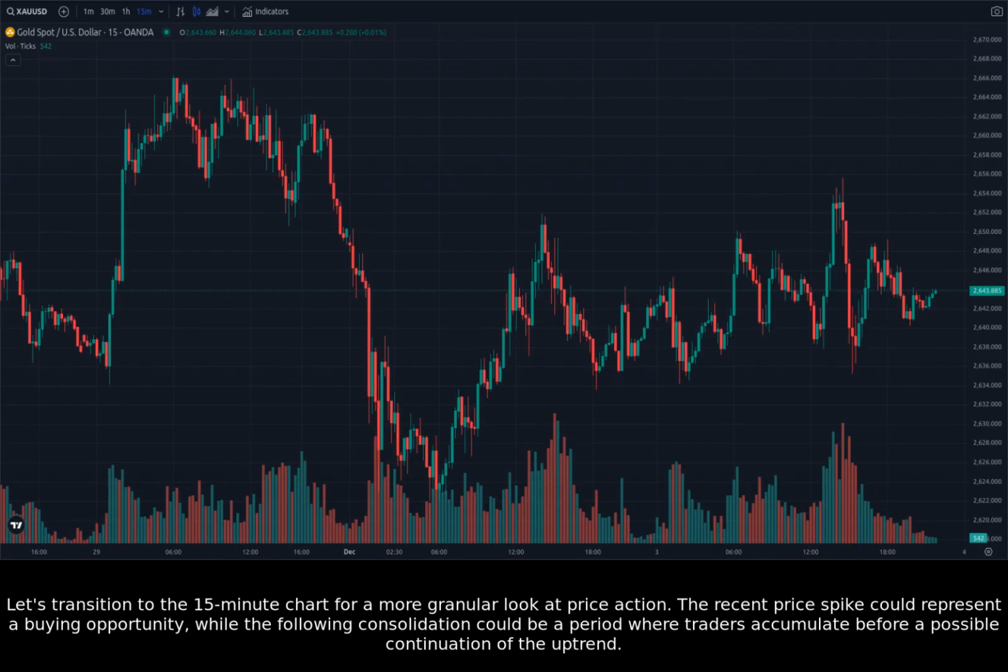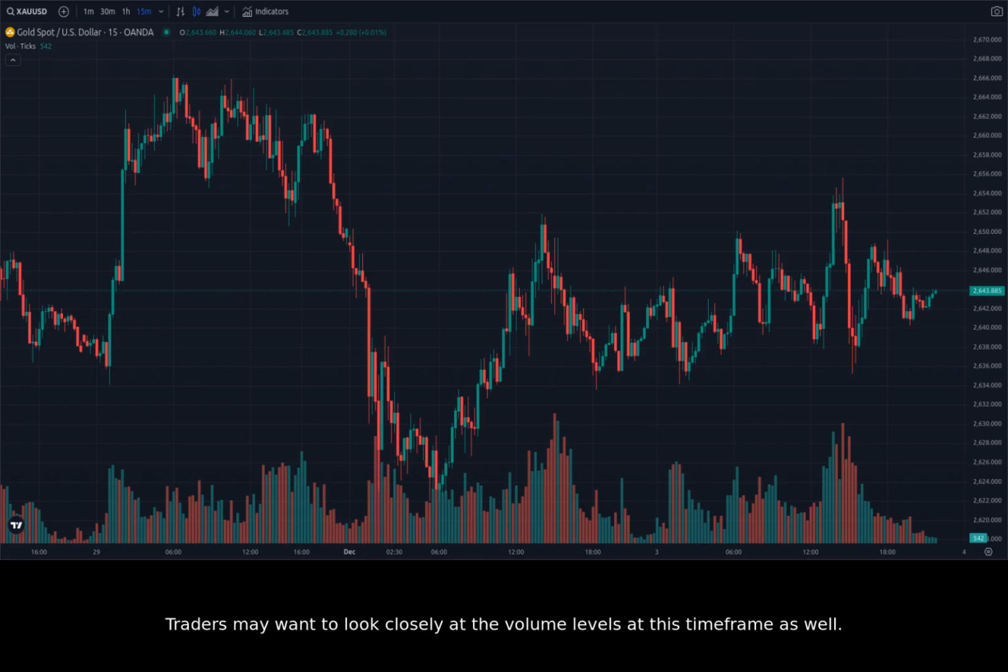Let's transition to the 15-minute chart for a more granular look at price action. The recent price spike could represent a buying opportunity, while the following consolidation could be a period where traders accumulate before a possible continuation of the uptrend. Traders may want to look closely at the volume levels at this time frame as well. The 15-minute chart helps identify shorter-term trends and reversals that may be missed on larger time frames.